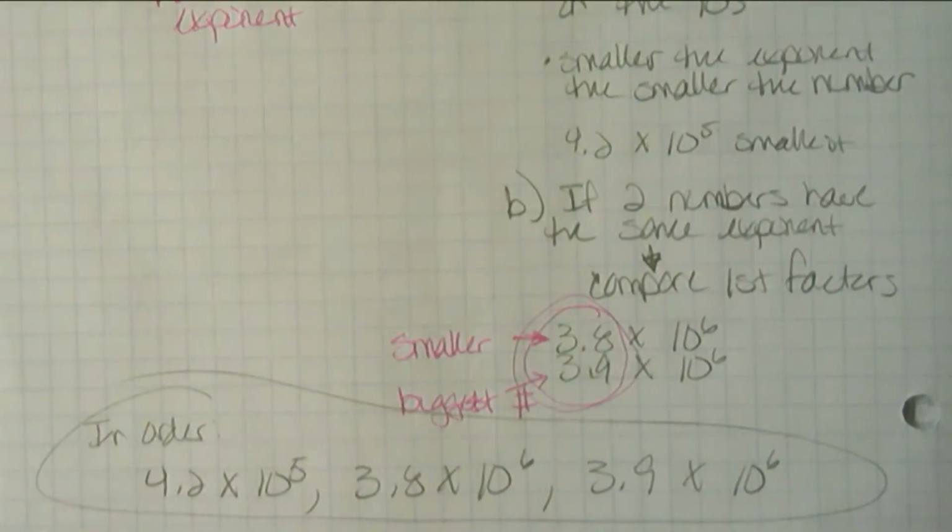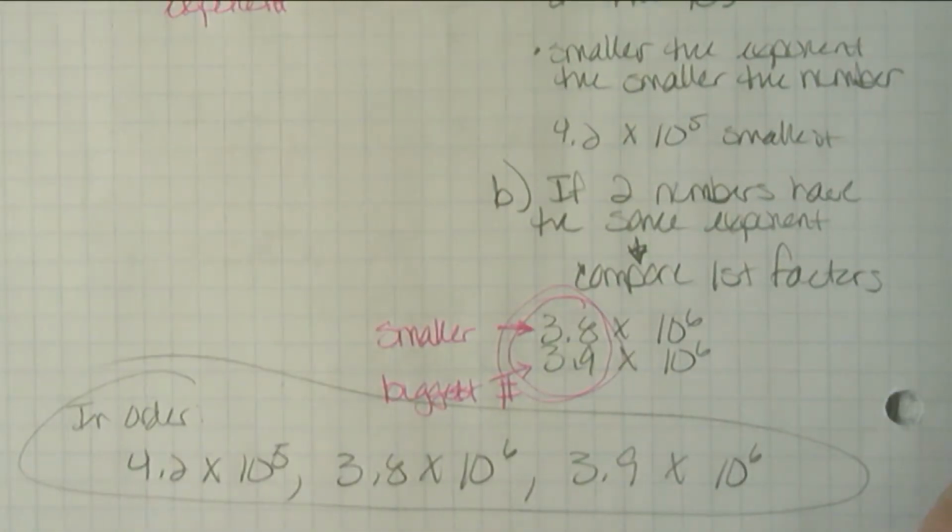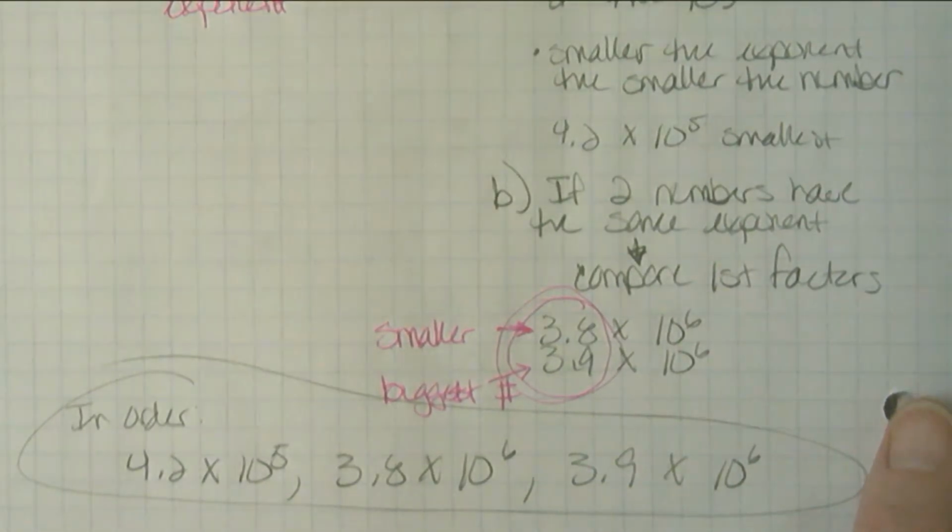So the first thing you're doing is you are comparing the exponents. If they're all different, then all you need to do is figure out which is the smallest and go up from there. If you have some numbers that have the same exponent on the 10, that's when you compare the first factors to each other. You guys cool? Okay, let me give you a bunch to work on.